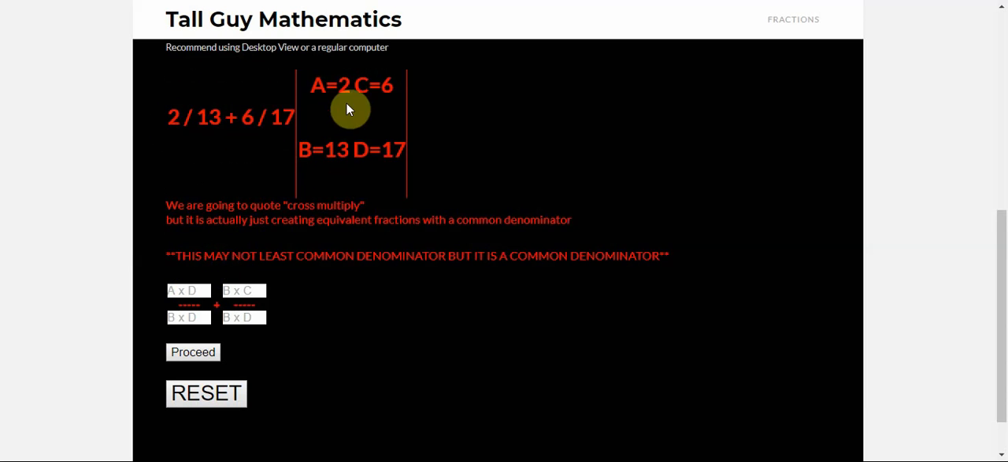Now, the program actually shows you everything that you need up here, and this is trying to prompt you to multiply by a times d because there's a property that's known as cross multiply to some students, but it's actually just creating equivalent fractions with a common denominator. So we're going to take 2 times 17, which is 34, b times c, so 13 times 6, which is 78, all over b times d, which is 13 times 17, 221, and 221. So again, AD, BC, BD.